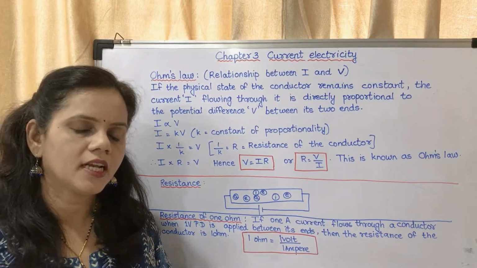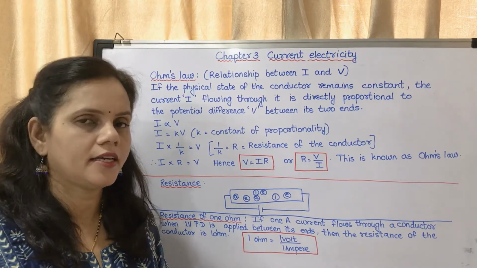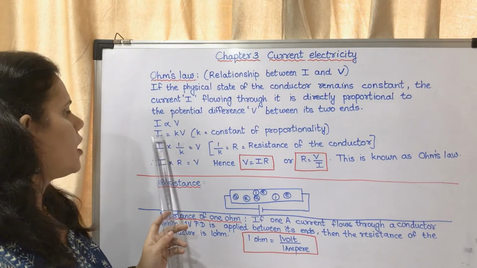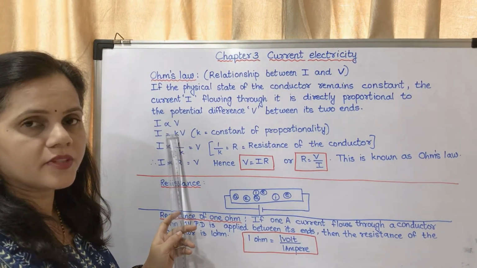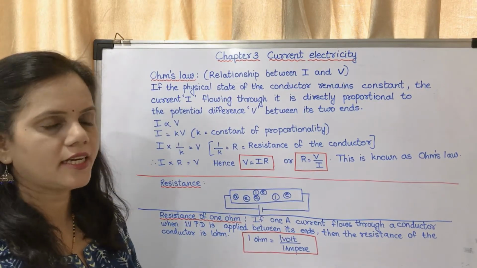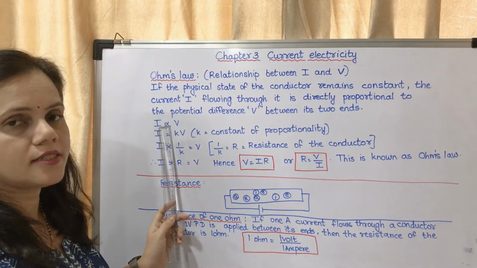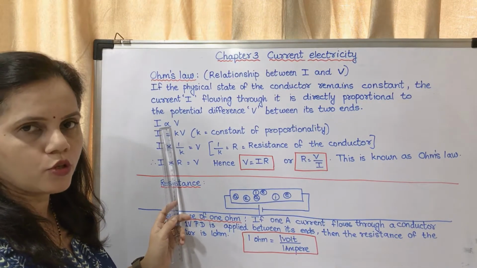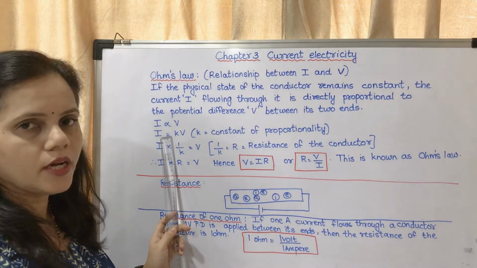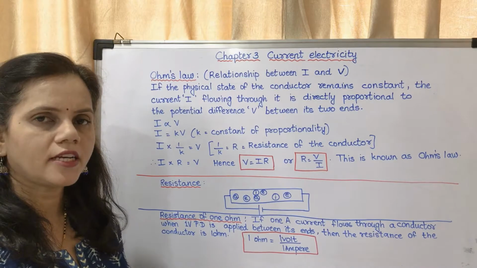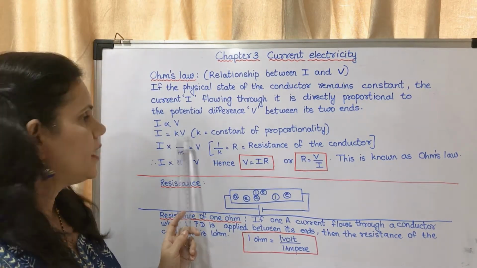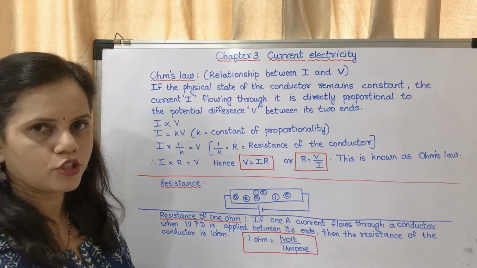Okay, so basically you have to remember that I is proportional to V. I is proportional to V, or I is equal to kV, where k stands for constant of proportionality. Whenever you convert this symbol, that is directly proportional, into equal to, you have to put a constant. Here the constant which is put is k, that is constant of proportionality.